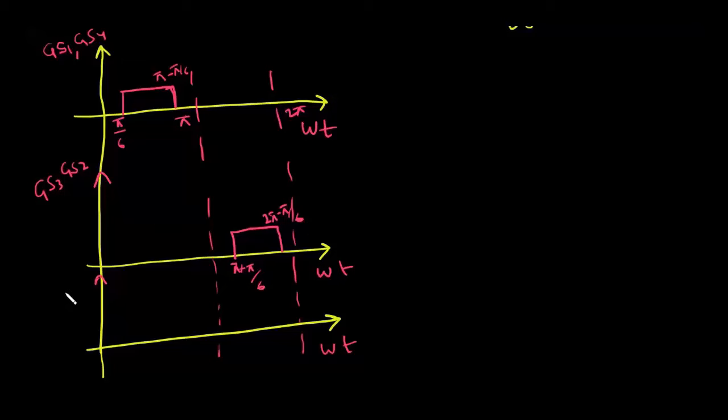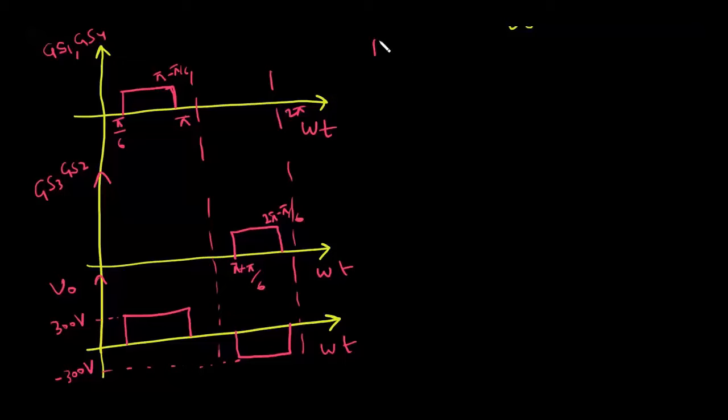So let's plot the output voltage. When GS1 and GS4 are conducting, the output voltage is equal to 300 volt, and when GS3 and GS2 conduct, the output voltage is equal to minus 300 volt. Now we have to find the fundamental component of this output voltage, and after that find its RMS value.